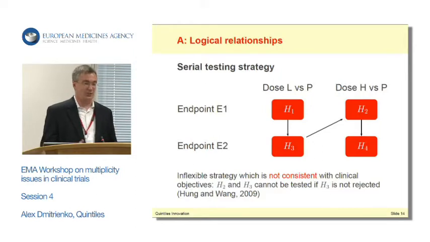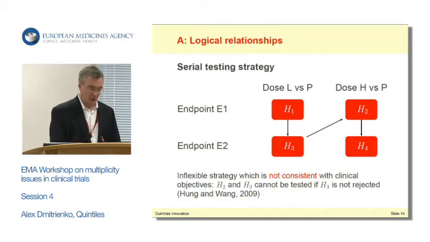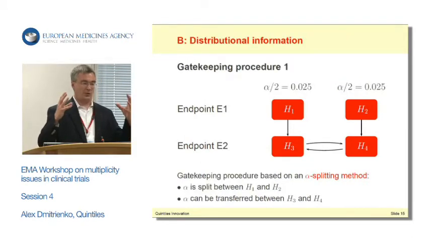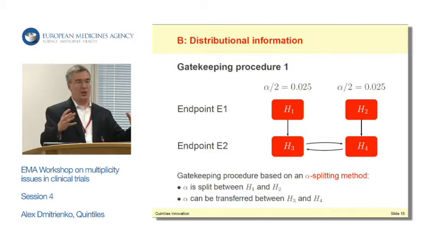The simplicity is not really the goal here. Our objective here is to construct a testing strategy which is aligned with the clinical objectives. And from a clinical perspective, this zigzag doesn't make much sense. What we should try to do is work from the primary family, the primary endpoint, down to the secondary endpoint.